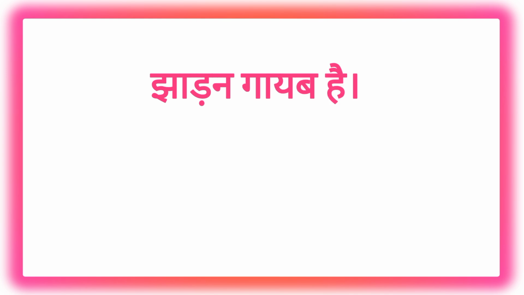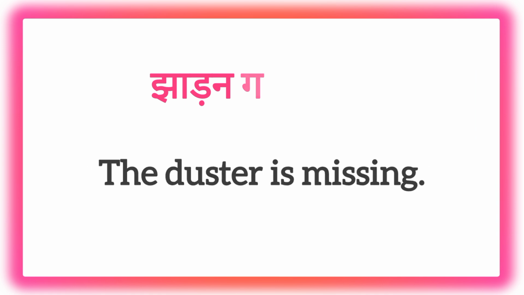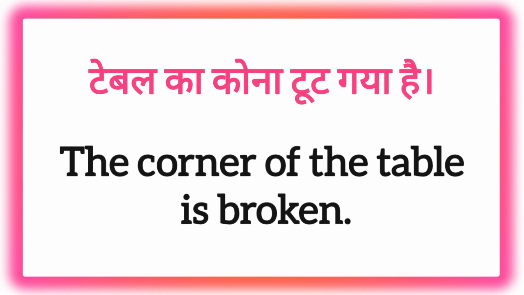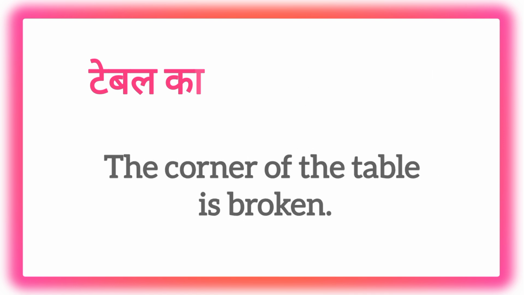झाड़न गायब है. The duster is missing. टेबल का कोना टूट गया है. The corner of the table is broken.